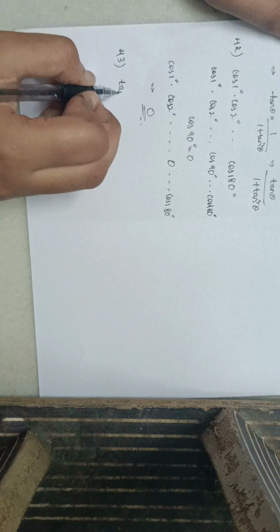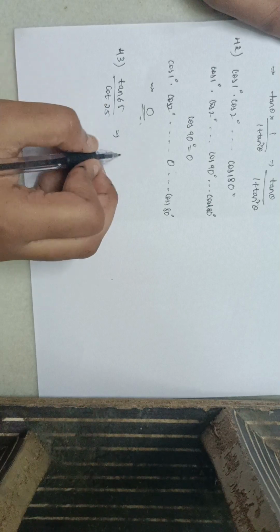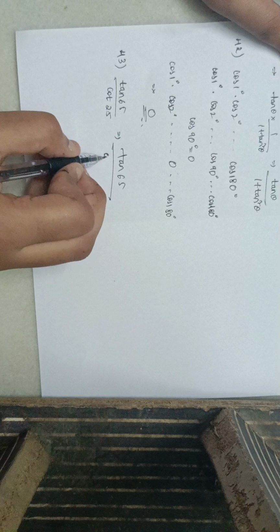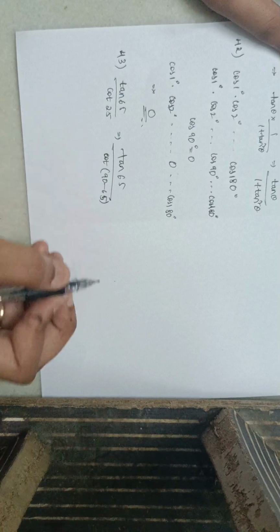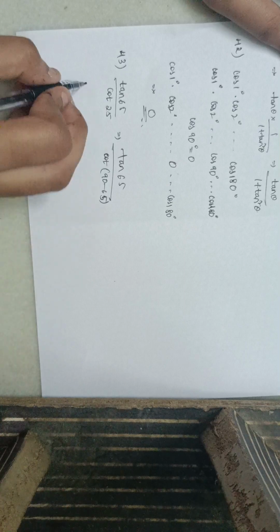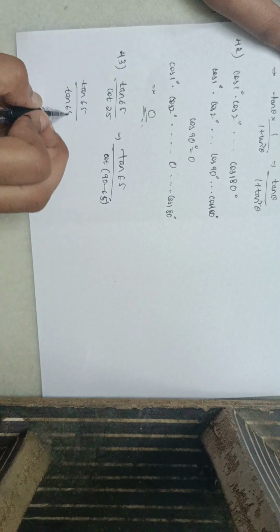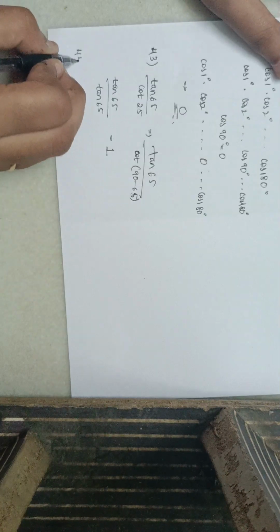43. The value of tan 65 by cot 25. Cot 25 can also be written as cot 90 minus 65. So cot 90 minus theta equals tan theta. So tan 65 by tan 65 equals 1. Next one, 44.